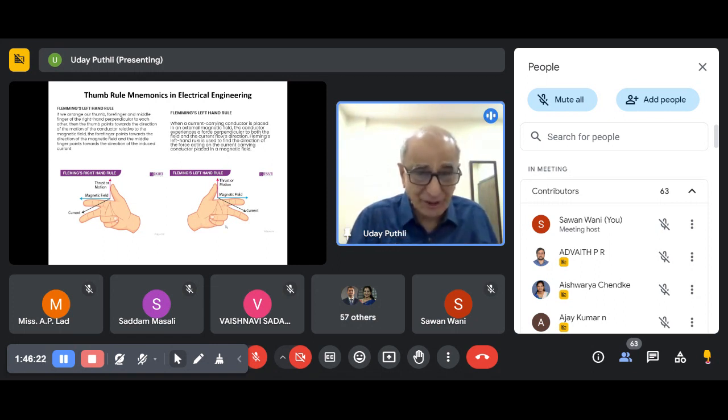Here is the description of Fleming's right hand rule and Fleming's left hand rule. I'm not going to read this because I presume that as engineers, you all know this. Even if you have forgotten, it doesn't matter. It's just to explain that here is a physical mnemonic, just like we saw that January, February thing. Here it is for how the magnetic field, the current, and the thrust move.